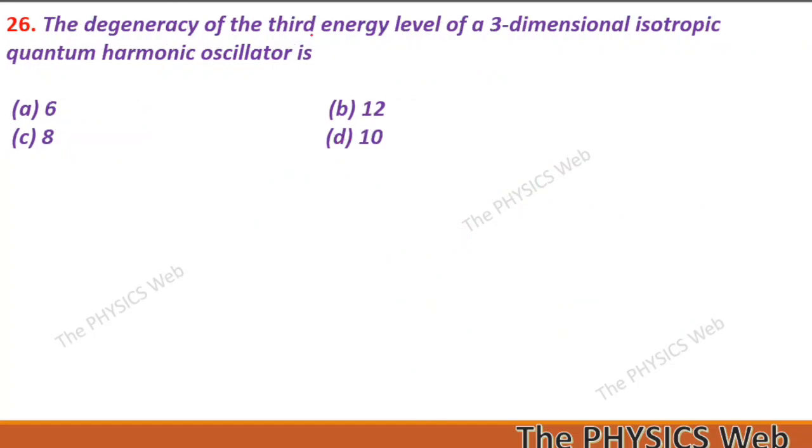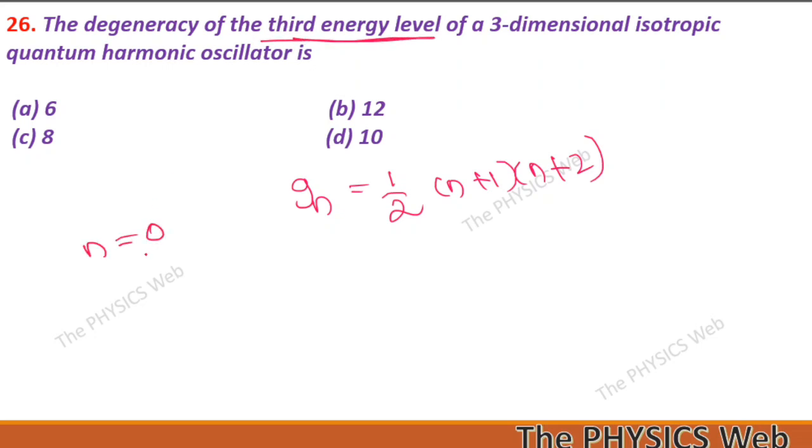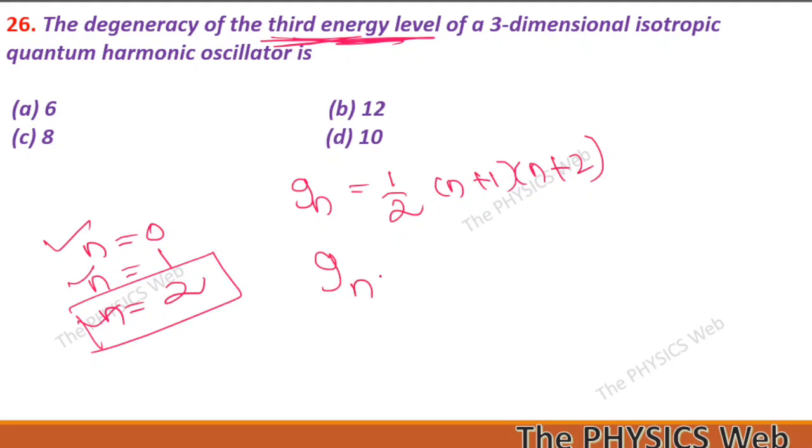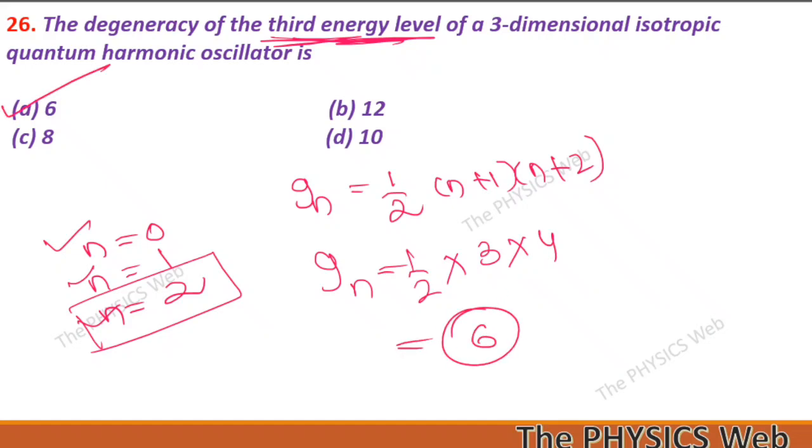Next, the degeneracy of the third energy level of a three-dimensional isotropic quantum harmonic oscillator is. We have defined earlier, degeneracy is given by half (n plus 1)(n plus 2). So for the third energy level: the ground state is n equals 0, n equals 1 is the first excited state, n equals 2 is the second excited state. It is asking for the third energy level, so first, second, third energy level. So Gn will be half of 3 into 4, so it will be 6. Your correct option is option A.